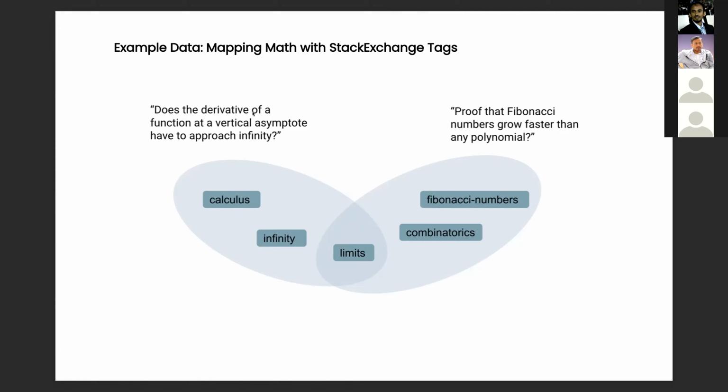So, for example, a post asking whether the derivative of a function at a vertical asymptote has to approach infinity was tagged with calculus, infinity, and limits. So in our representation of this data, we consider a hyperedge over these three nodes: calculus, infinity, and limits.